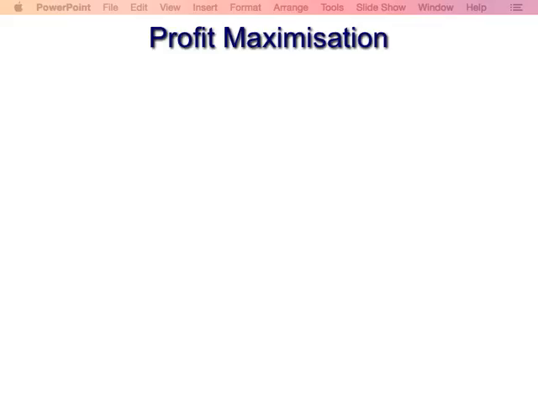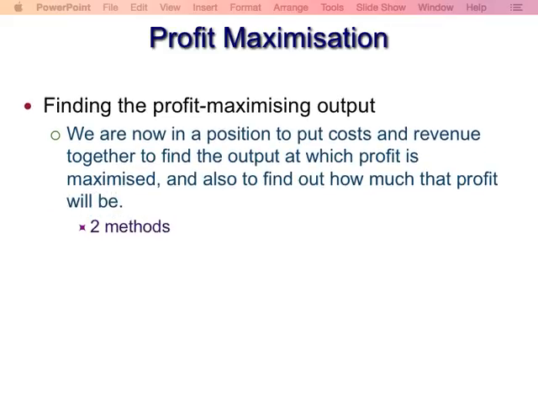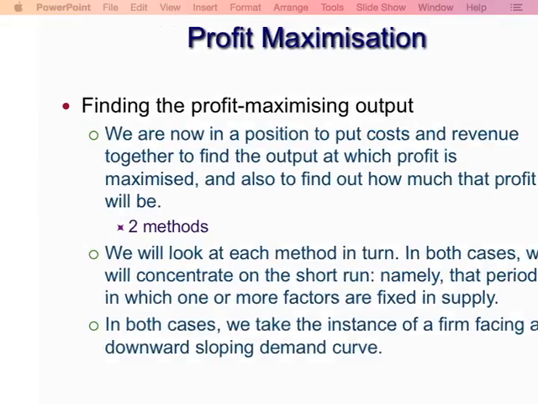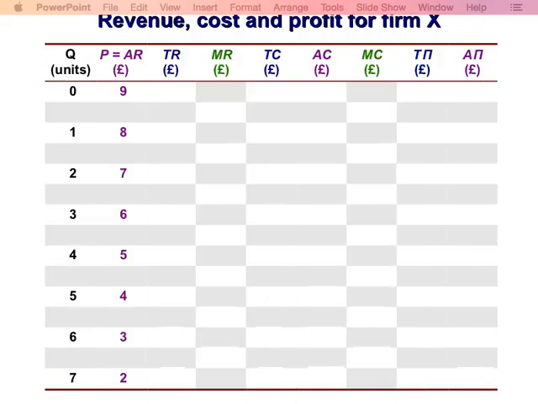Now let's look at this case here. Profit maximization. If you put together revenue and cost curves, we work out at which point profits are maximized, or we can figure out what the rule is for profit maximization. There are two methods of determining the maximum profits. We'll start with the first method, that's called using total curves, and then we use marginal curves. So let's look at the total curves first.